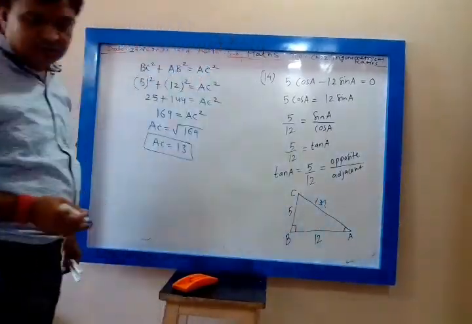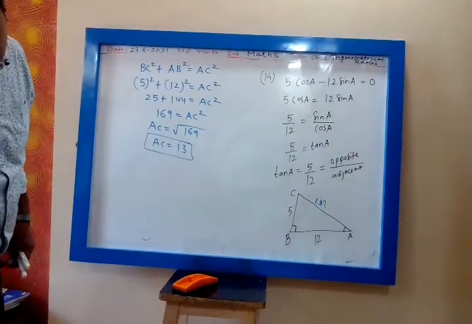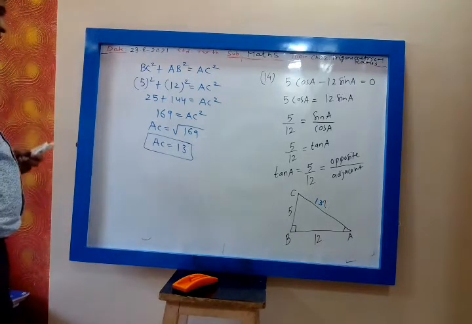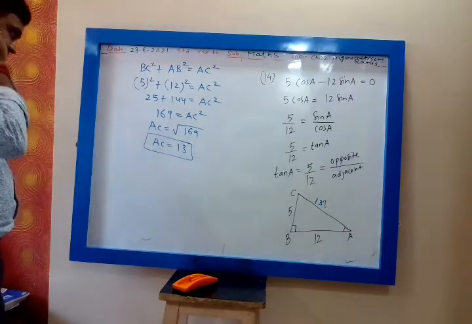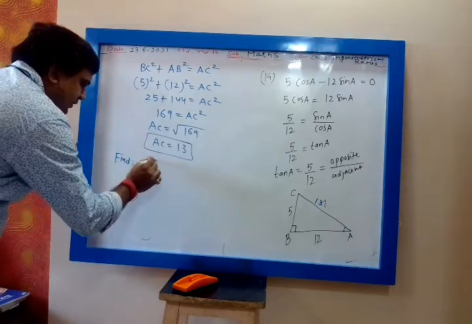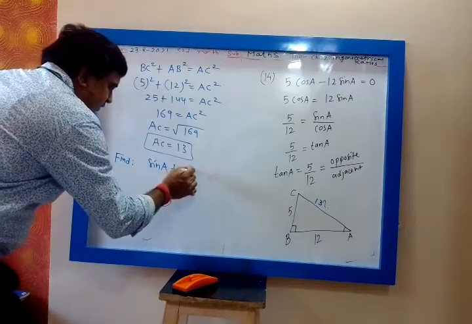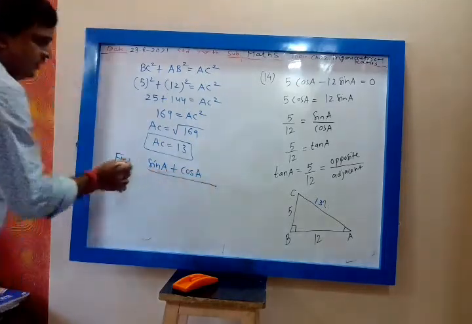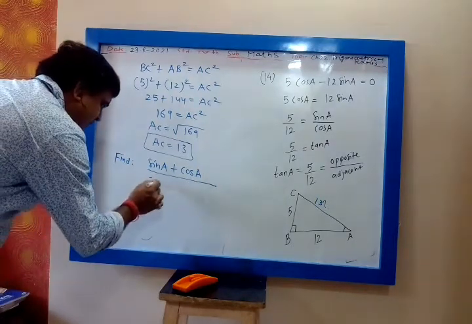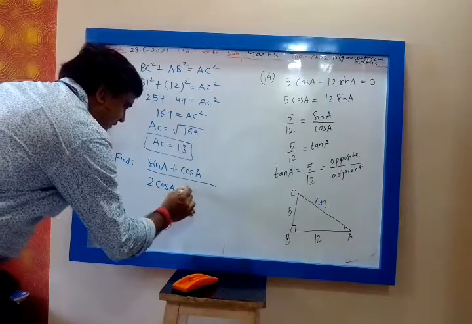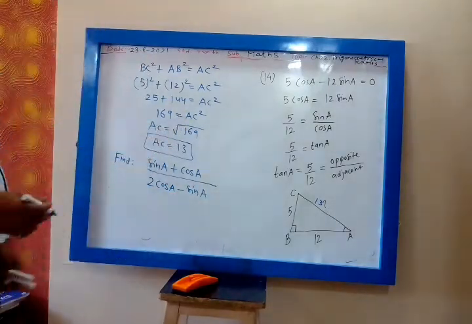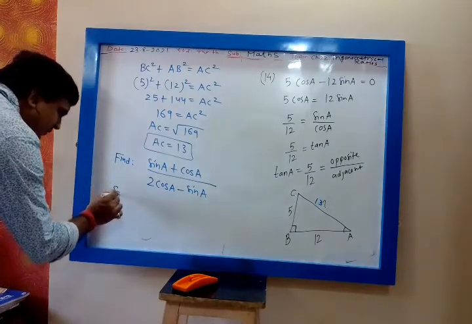Now you want to find the value of sin A plus cos A upon 2 cos A minus sin A. Okay. So now find first, using trigonometric ratio, find sin A.